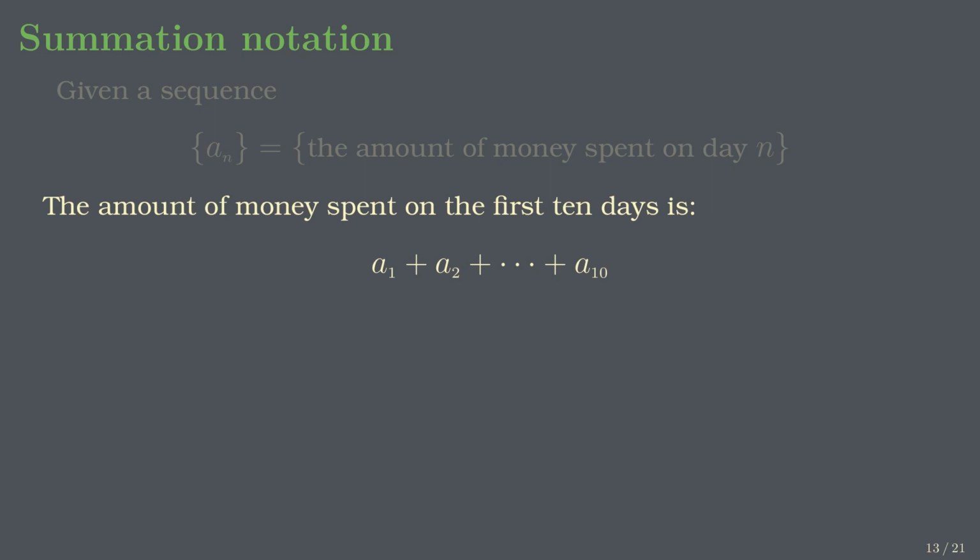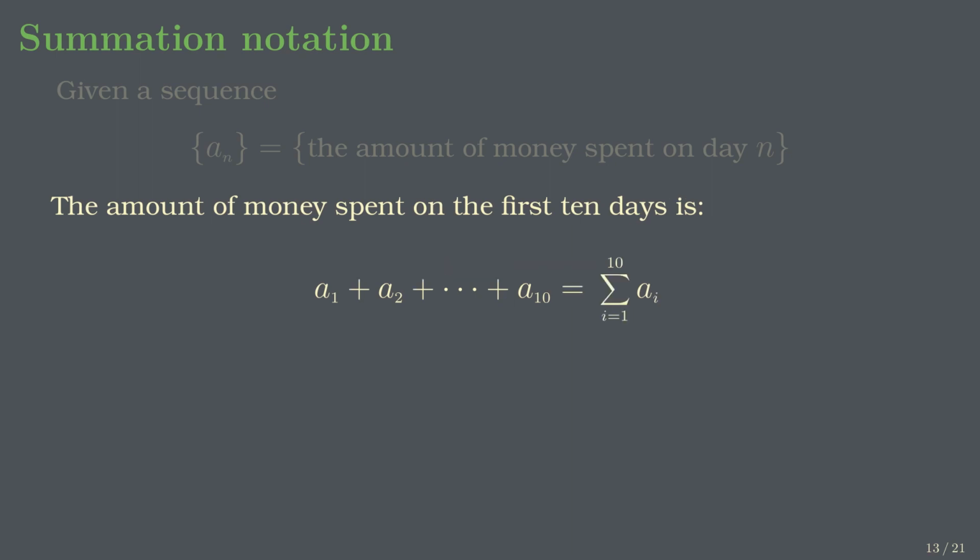You write a1 and after that a2, and then you use dot dot dot to represent the pattern, meaning that you will take a1, a2, a3, etc. up to a10. But it is still quite long to write down, and so that is why we use summation notation. We will write it as the summation of ai for i running from 1 to 10. That is called the summation notation.